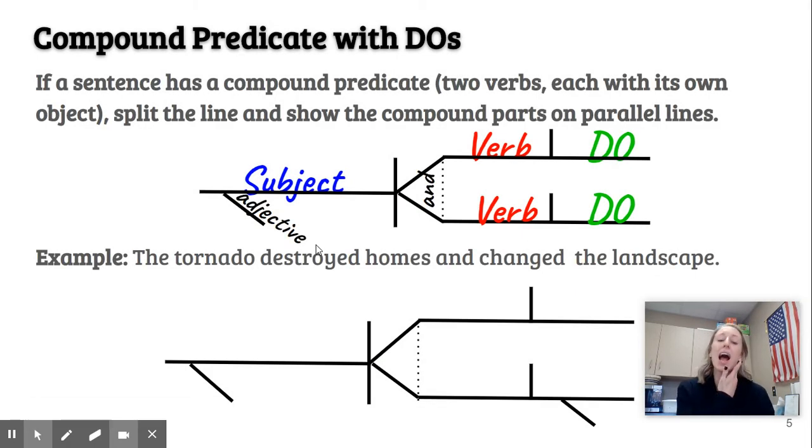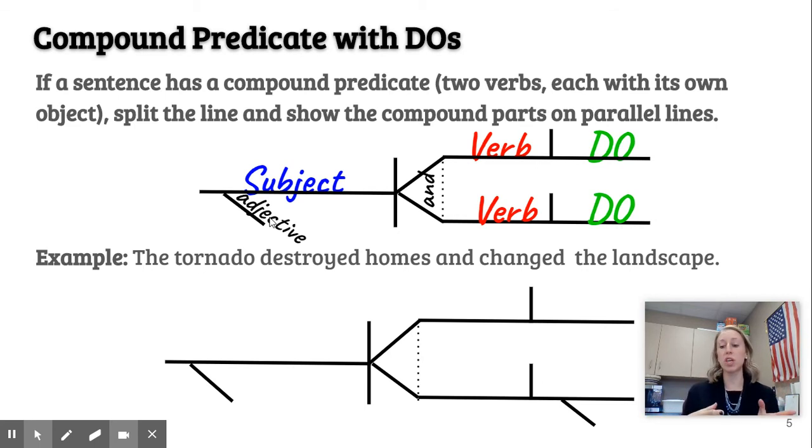Now you can have a compound verb with each verb having their own direct object. So this is, again, why labeling is so important. You always want to make sure you're labeling every subject and every verb in the sentence, not just the first ones that you see. Now, in this example, we're going to have two verbs. You don't always have punctuation separating your verbs, right?